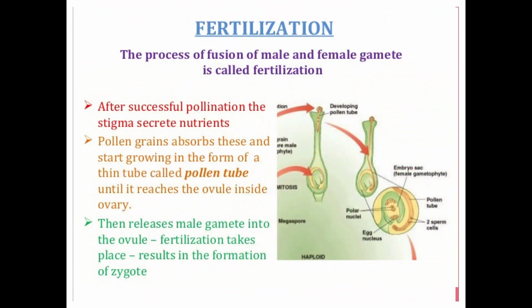Now what happens after the pollen grains reach the stigma, and how are the fruits formed from a flower? After successful pollination, the stigma secretes nutrients, that is some sugary substance. Pollen grains absorb these and start growing in the form of a thin tube called pollen tube until it reaches the ovule inside the ovary. Then it releases male gamete into the ovule.